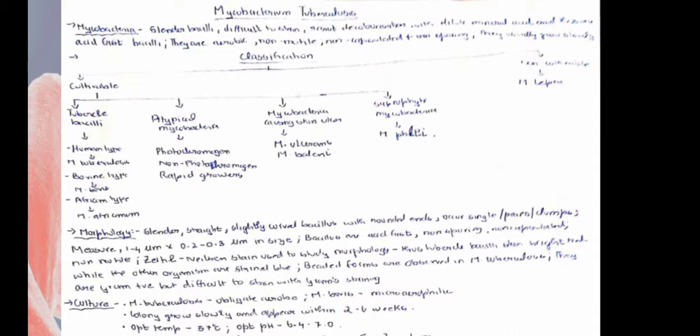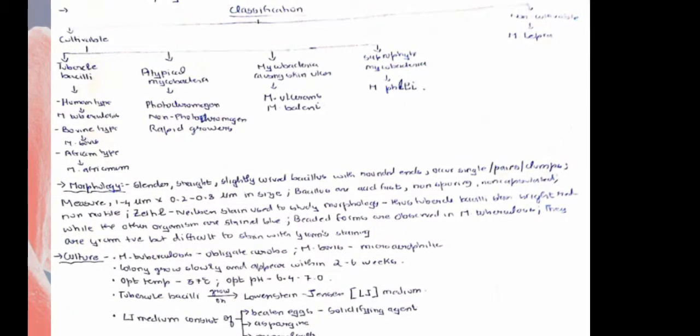The mycobacteria causing skin ulcers will include M. ulcerans and M. marinum, and the saprophytic mycobacteria will include M. phlei. Coming to the morphological characteristics. It is a slender, straight, slightly curved bacillus with rounded ends. They occur singly, in pairs, or in clumps and measure approximately 1 to 4 micrometers in length and 0.2 to 0.8 micrometers in breadth.